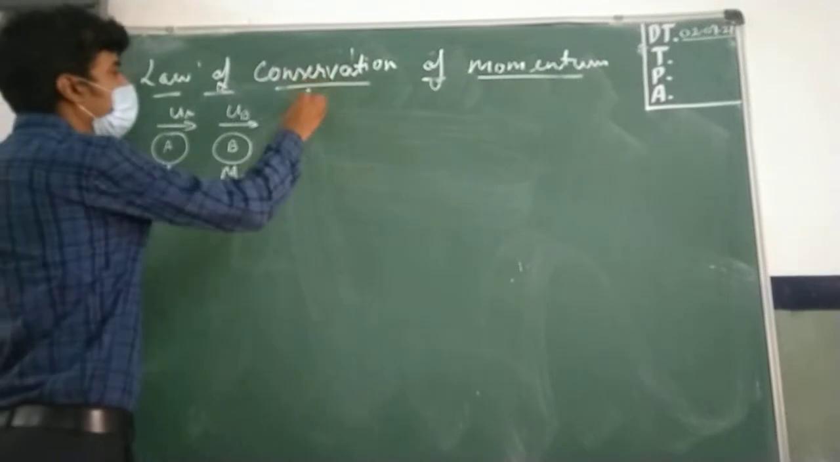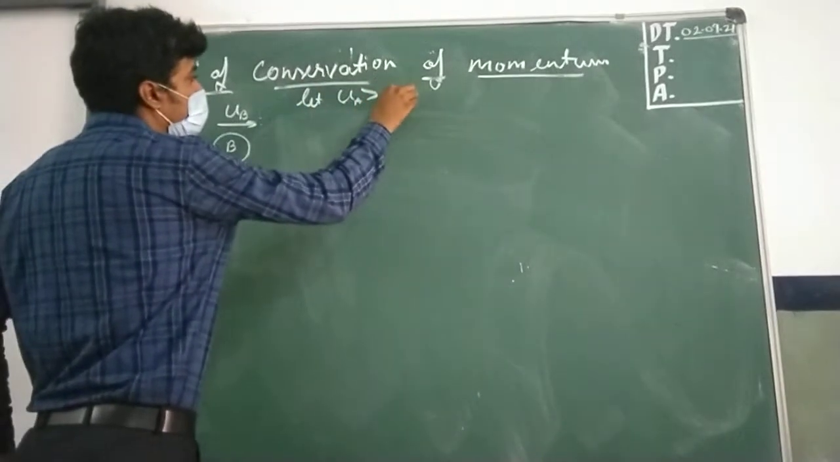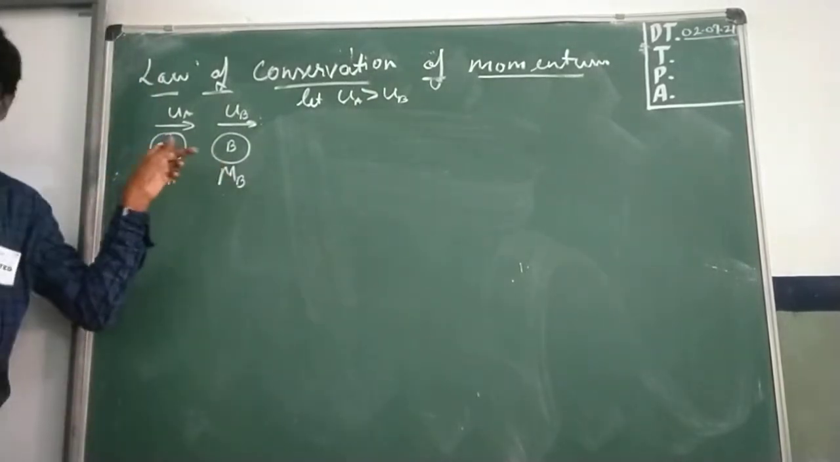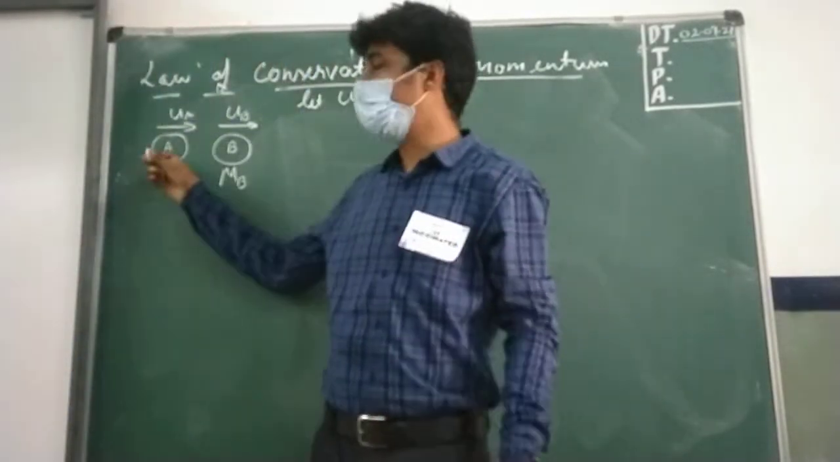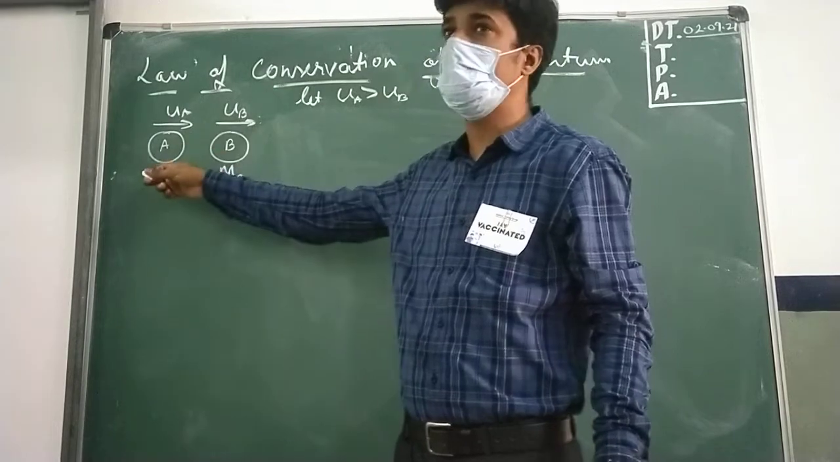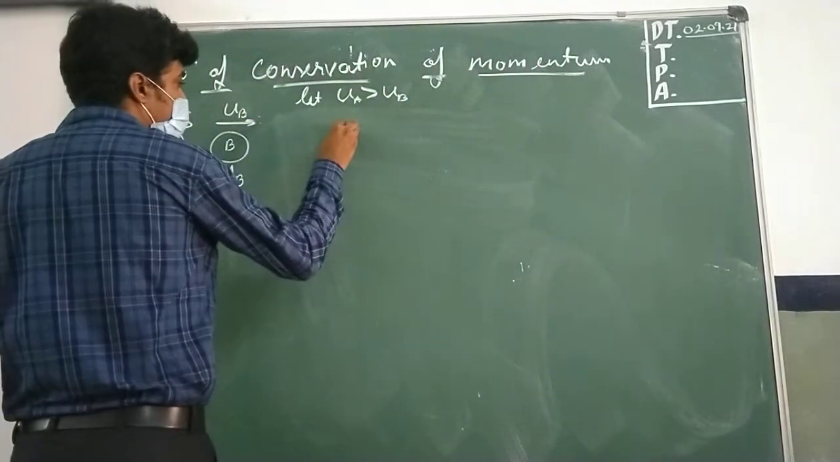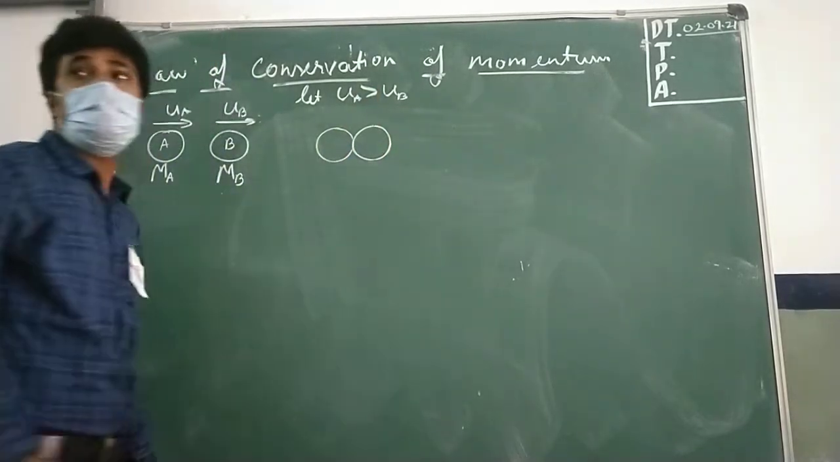Let UA be greater than UB. The velocity of A is greater than the velocity of B. What is going to happen in this case? After some time, after traveling, A is going to strike B. So at a certain instant, A and B collide with each other.